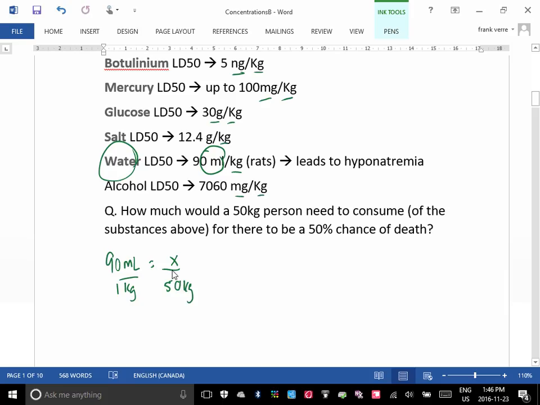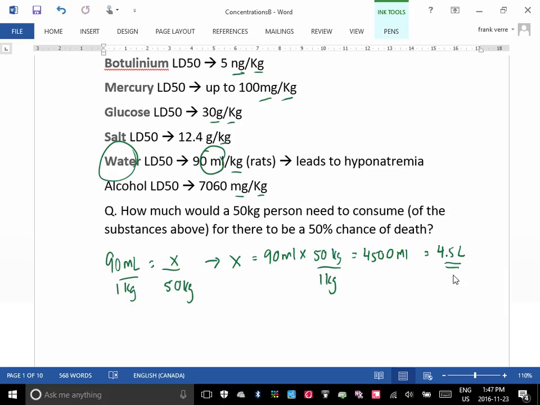So again, the proportion, set it up. 90 mL per 1 kilogram is equal to X over 50 kilograms. Solve for X. X would be 90 milliliters times 50 kilograms over 1 kilogram. X is equal to 4,500 milliliters, which is the same as 4.5 liters. You can't do this experiment on people because it's unethical, and this was done on rats.